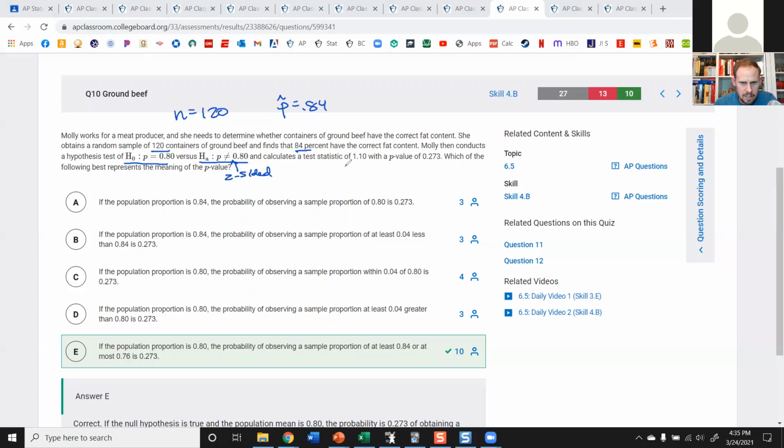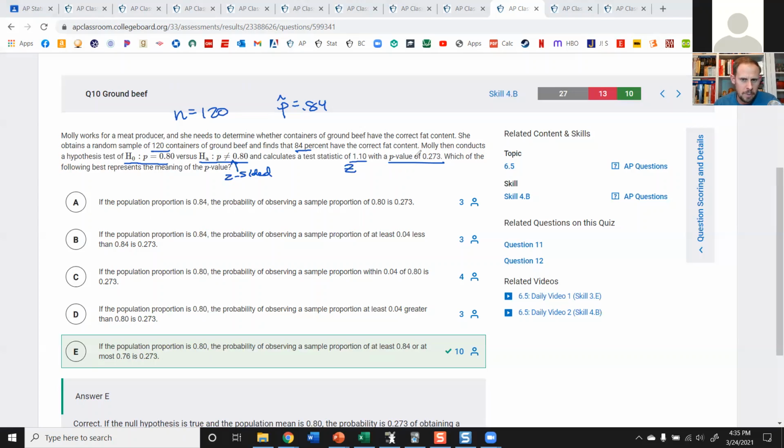Calculates the test statistic, so that's Z right there, with a p-value of that. Oh, they're even giving you the p-value. Which of the following represents the meaning of the p-value? Oh, the p-value meaning question. They like to ask this one. We went over it for a little bit, but we really just went over it once, I think, maybe twice, and that was it, and then moved on.